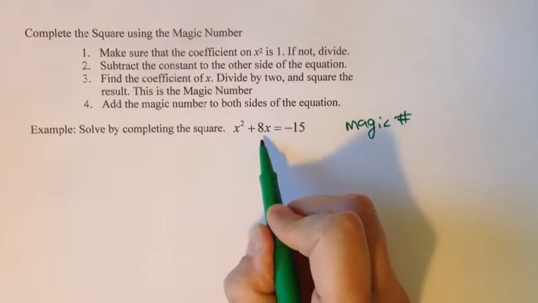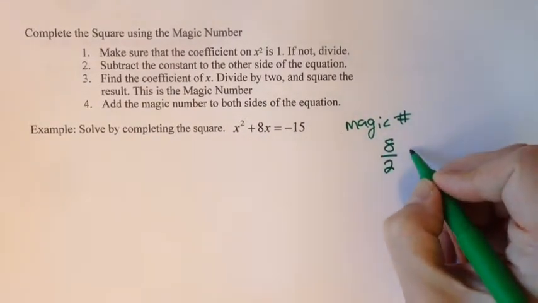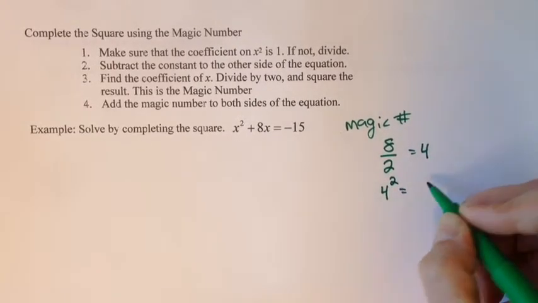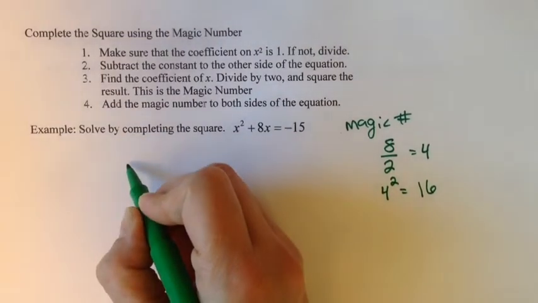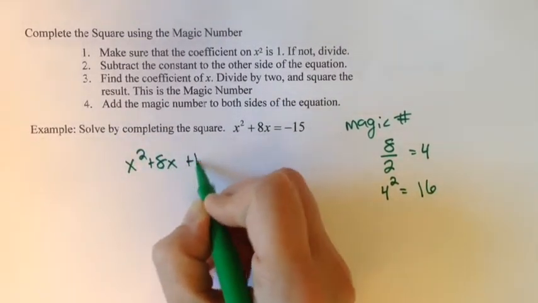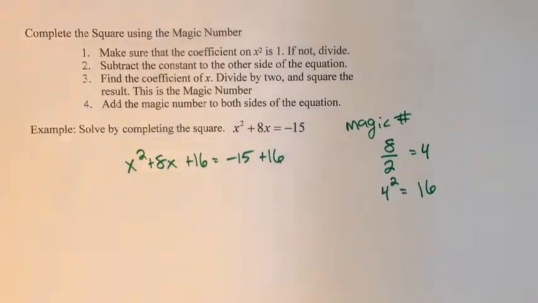I take my b, which in this case is 8, and divide it by 2 to get 4. Then I take that number 4 and I square it, which gives me 16. 16 is my magic number. Now I add the 16 to both sides of the equation. That gives me x squared plus 8x plus 16 equals negative 15 plus 16.